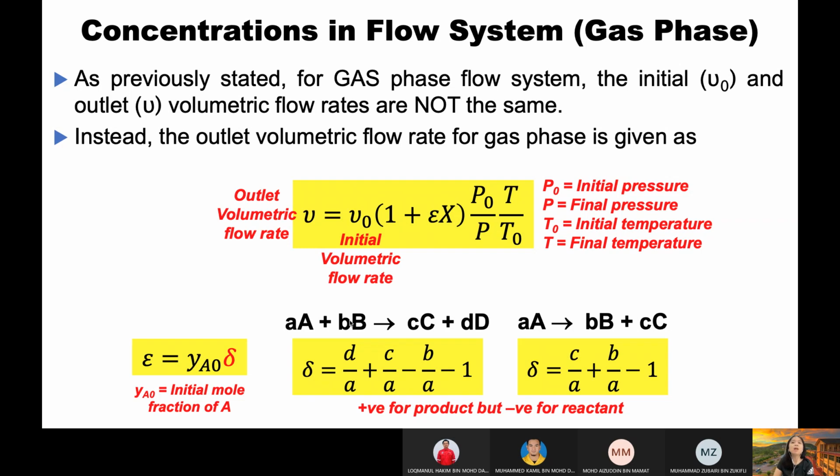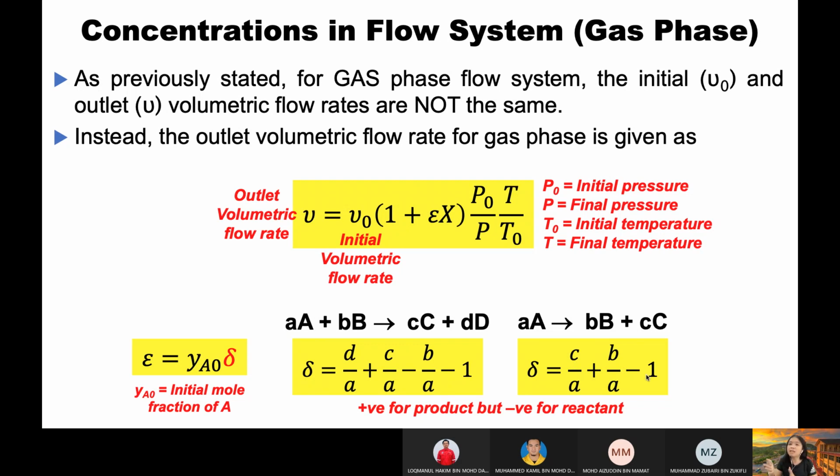But remember I told you, there are certain reactions where there is only one reactant. It means A is my reactant, and B now represents the product. So when B is a product, the sigma calculation for the B part becomes plus, whereas earlier it was negative because B was a reactant. When B is a product, it becomes positive. So it becomes C per A plus B per A minus 1.